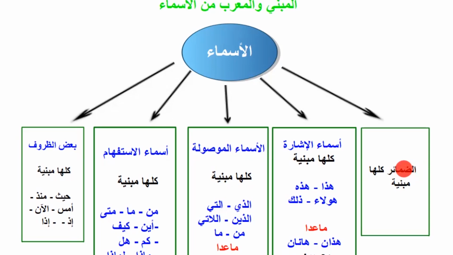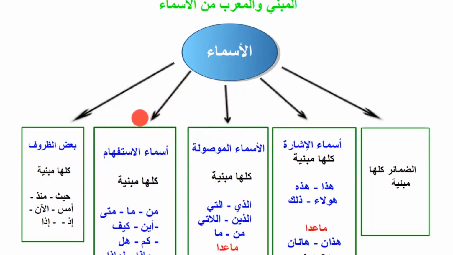So that is domair. That's also domair, kulluha mabniyatun. All are mabni. Now, asma'ul ishara. All this asma'ul ishara is an ism. It's from the asma. Asma'ul mawsula, they are from the asma. Asma'ul istifham, they are from the asma. So these are just classifications of asma.